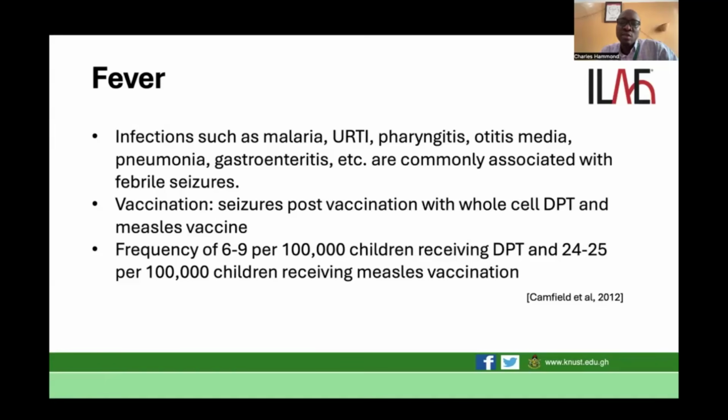It has been noted in some studies that up to 9 per 100,000 children receiving the DPT, and then up to 25 per 100,000 children receiving the measles vaccine had febrile seizures. Currently, most of these vaccines have been replaced by the acellular type, and we are seeing a decreased incidence of seizures post-vaccination.